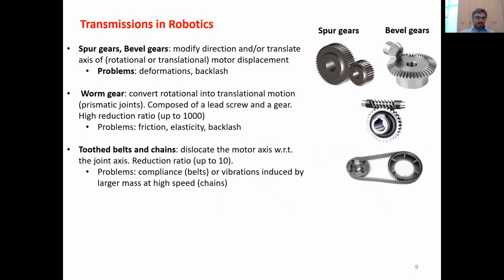Then we have also belts, toothed belts and chains. And they, as I said, are used to dislocate the motor axis. Like we have in our quadruped robot called Solo, we have these belt transmissions that allow us to put the motor of the knee far away from the knee axis, very close to the shoulder. And the problems are compliance, because the belt can deform, or vibration induced by the larger mass and the chains, for example.